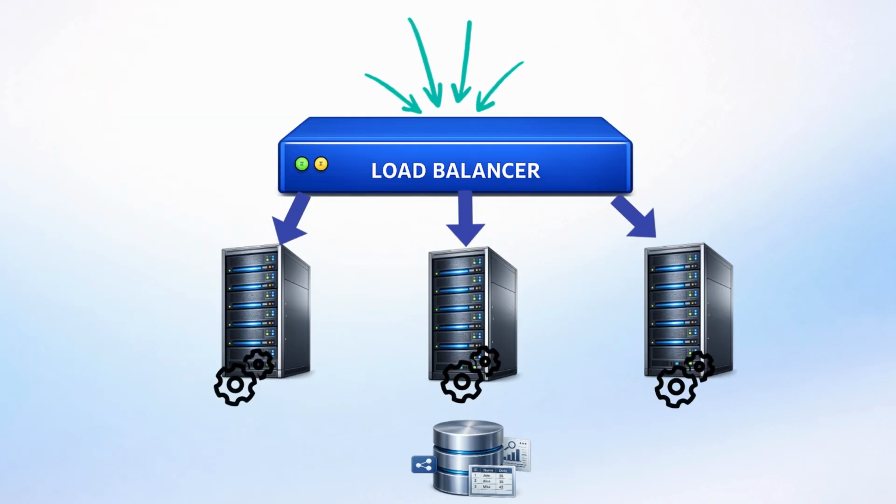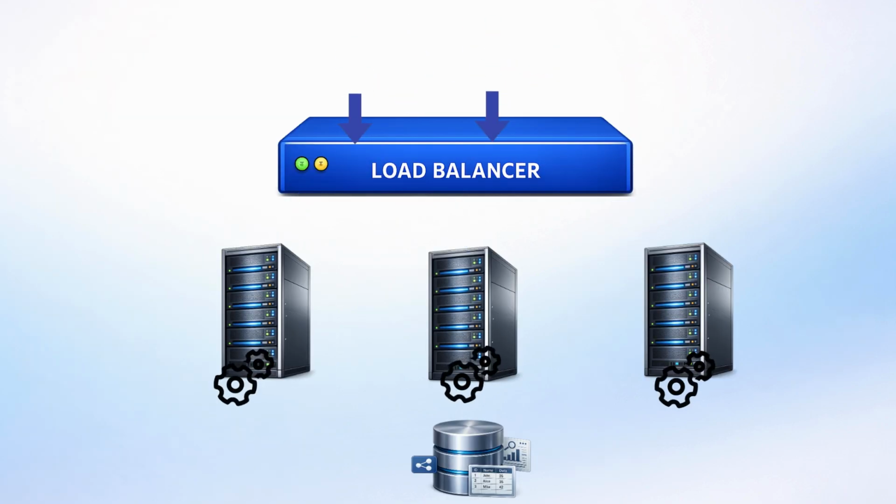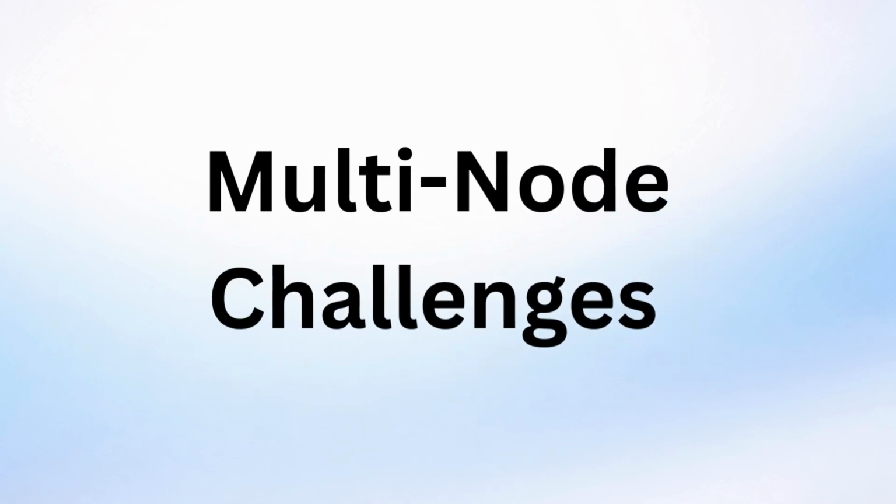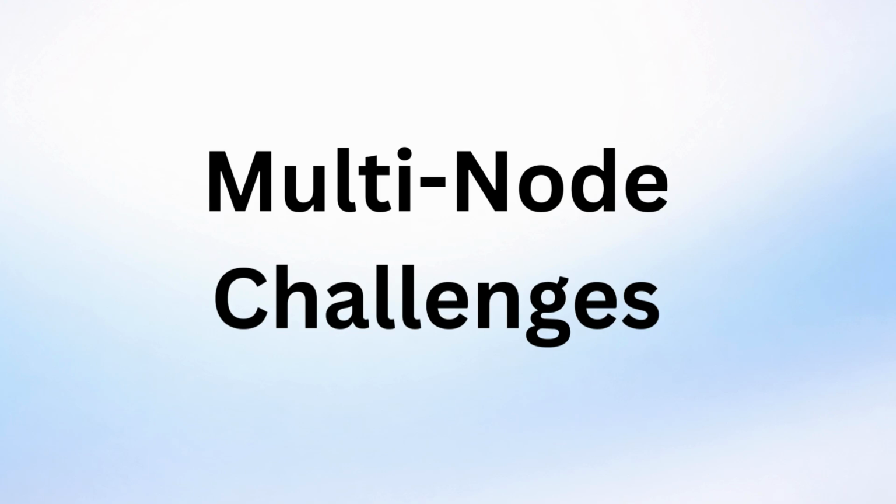The architecture typically looks like this. Clients send requests to the load balancer. The load balancer forwards each request to one of several application servers. Each server processes requests independently. Because traffic is distributed, the overall system can handle much more load than a single machine. However, introducing multiple nodes creates new challenges.